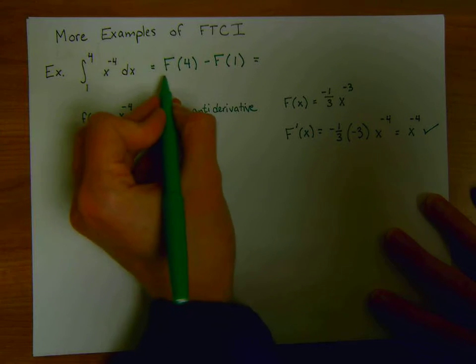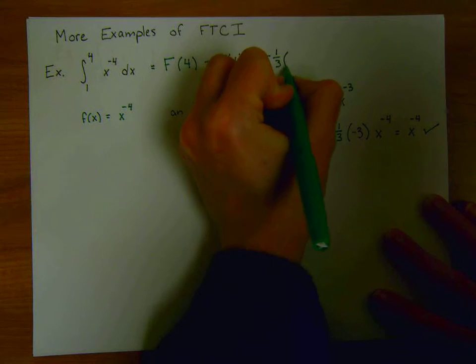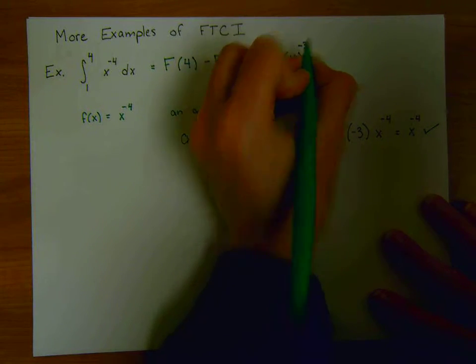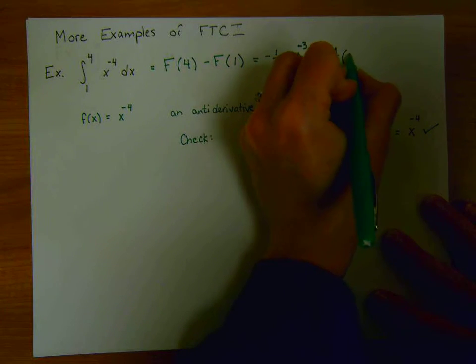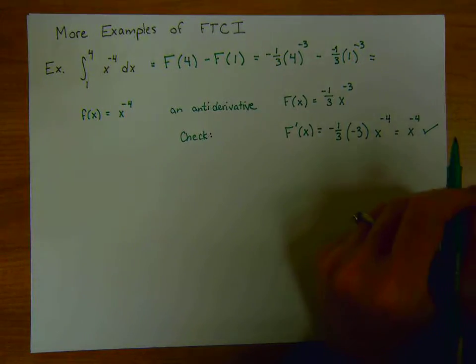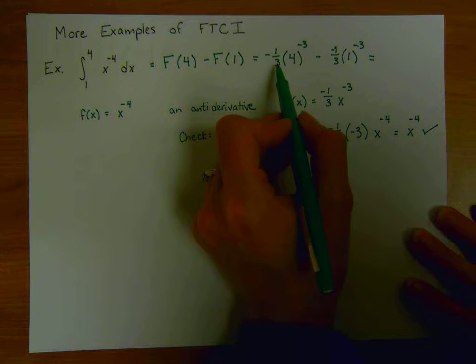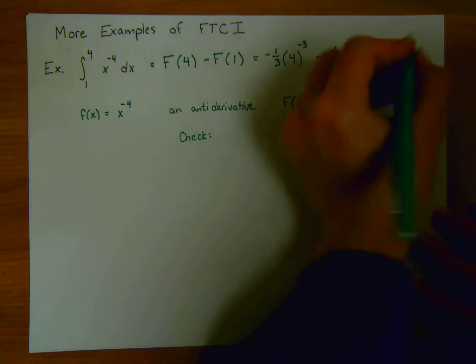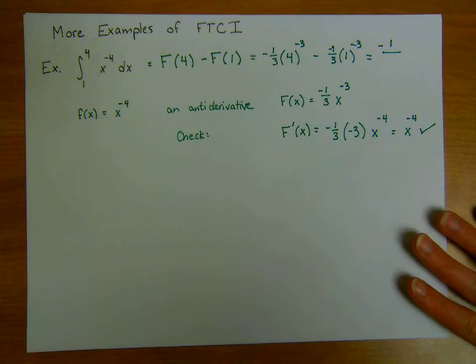So I evaluate this net change of the antiderivative function by saying, oh, that's negative 1/3 of 4 to the negative 3, minus, being careful of signs, negative 1/3 times 1 to the negative 3. And I can simplify each of these. Let's see. 4 to the third is a big number. I should have a calculator and I don't. I'll pause this.